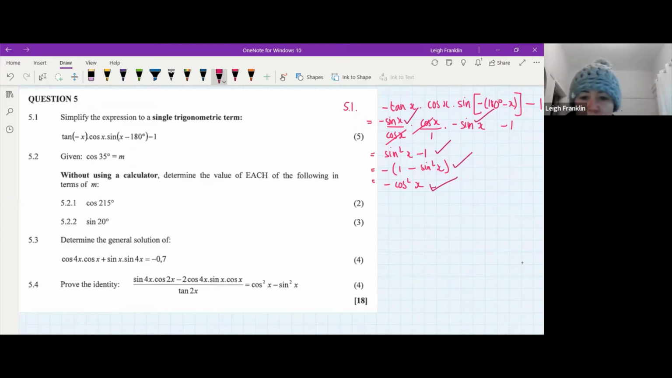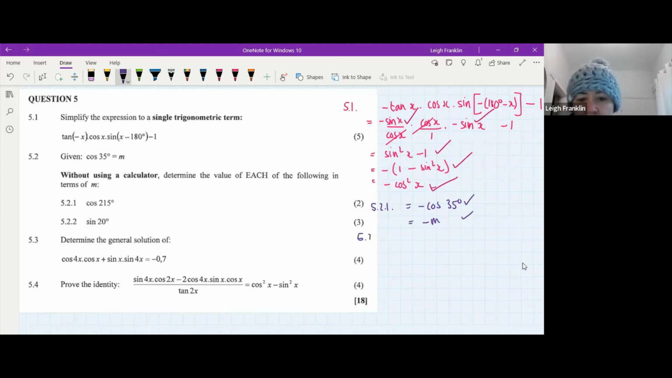Then in terms of M, look at question 5.2.1 first. Given that cos 35 is M, they want us to determine the cos of 215. That was really easy because 215 is 180 plus 35. So here we would first have to reduce this to negative cos 35, and you have to do that, equals negative M. So a mark for this and a mark for that. Remember, you've always got to write what you get when you reduce.